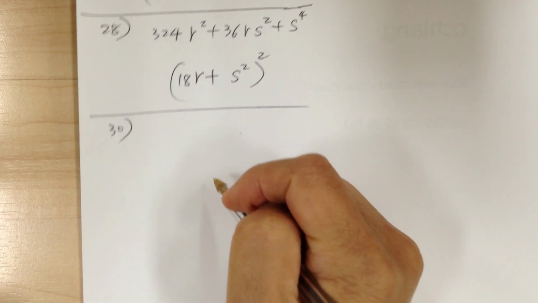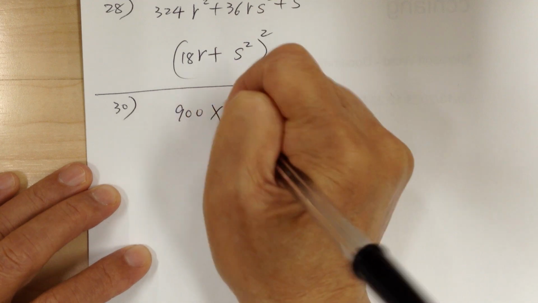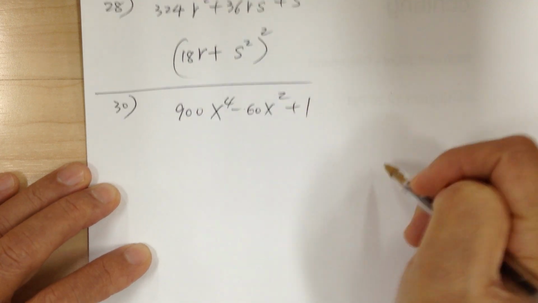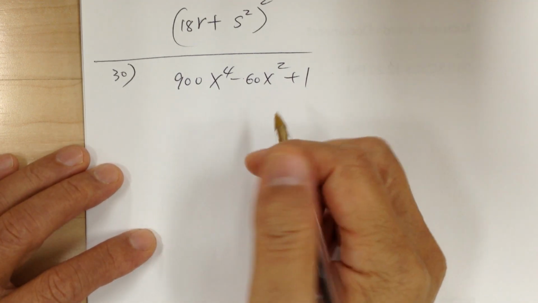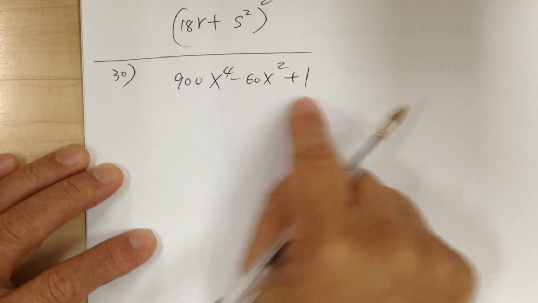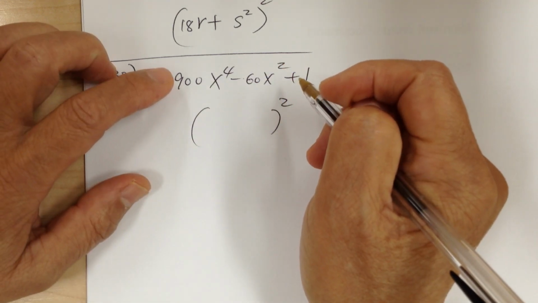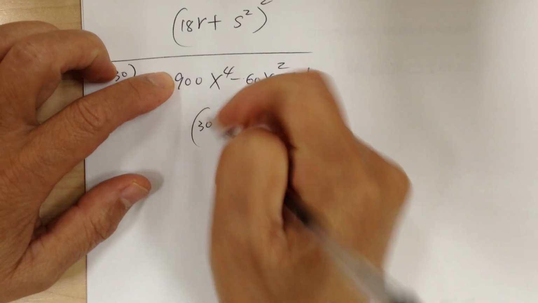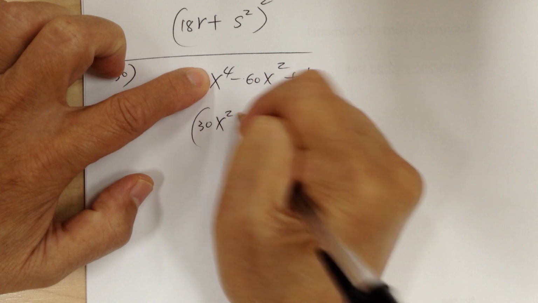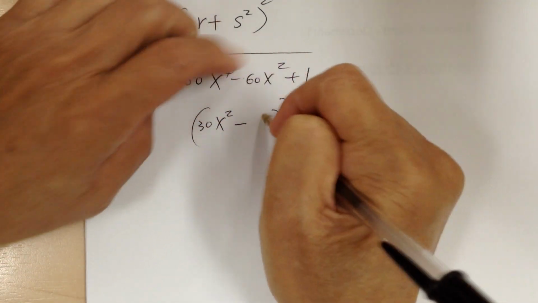Okay, number 30. You have 900 x to the 4 minus 60 x squared plus 1. Again, step 1, common factor, cannot. So you go to step 2: 3 terms, so you check for the perfect square. To get 900, you need 30. 30 squared gives you 900. To get this, you need x squared, and to match the sign, you need minus, and this would be 1.